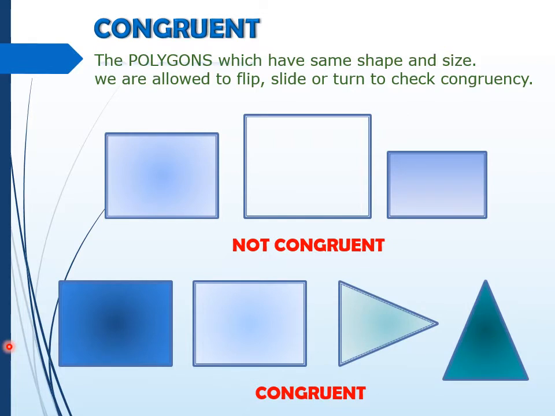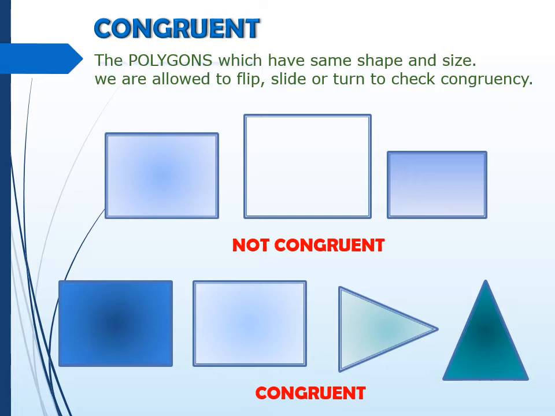We can also take examples of triangles. Here we can see that at a glance, we can say that they are not congruent to each other. But if we just turn it a bit, we can see that they are exactly equal to each other. So thus we can say that these two triangles are congruent to each other.